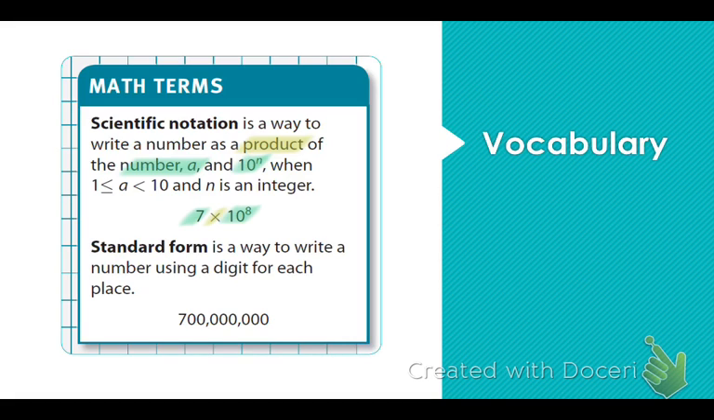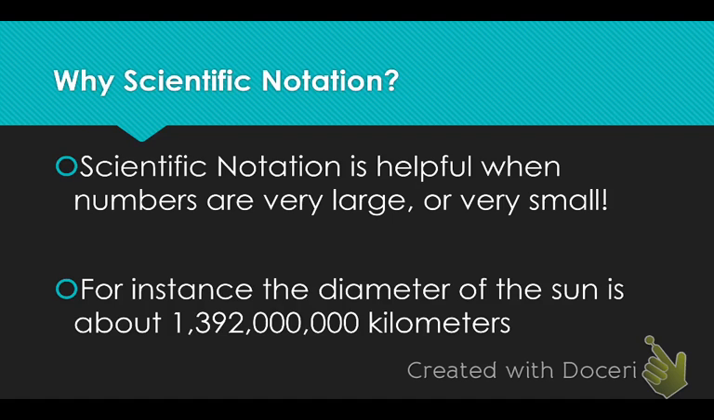Standard form is a way to write a number using a digit for each place. So standard form is just your regular way to write out a number. Why do we use scientific notation? It's helpful when numbers are very, very large or very, very small. For instance, the diameter of the sun is about 1,392,000,000 kilometers. So we could use scientific notation to make that number more manageable.